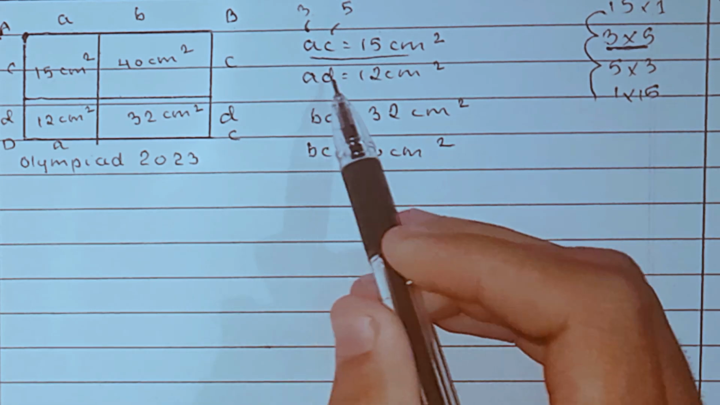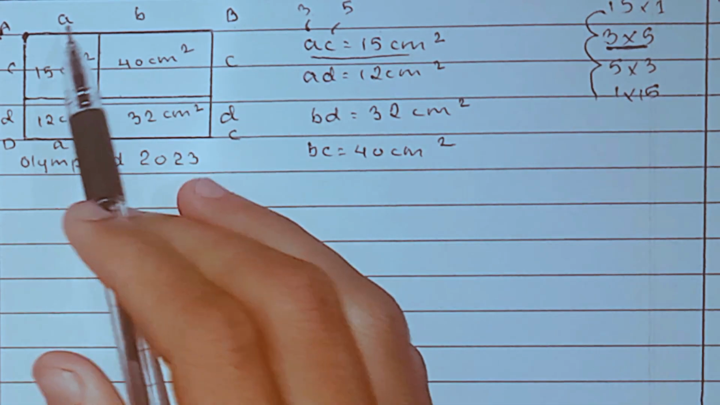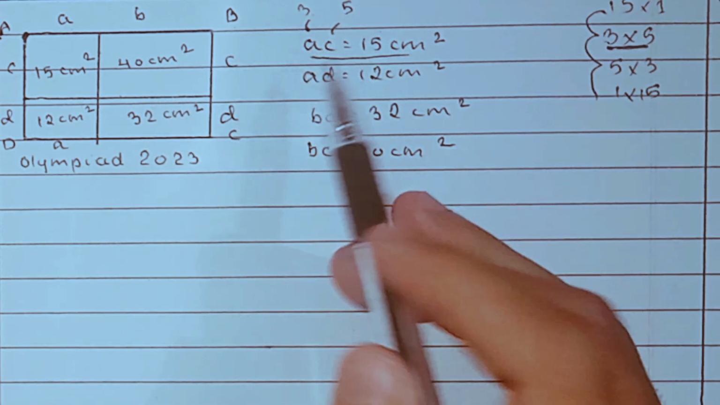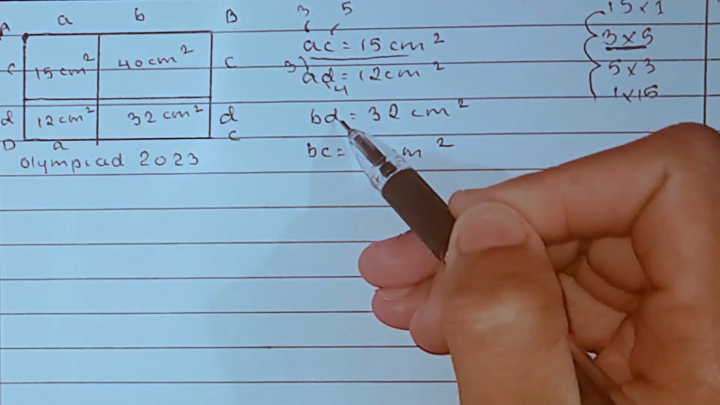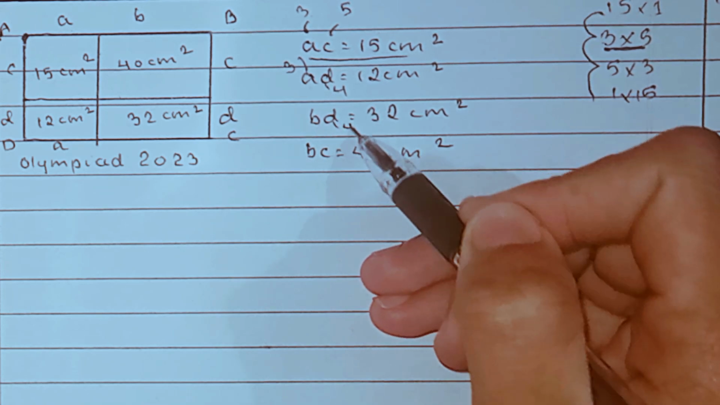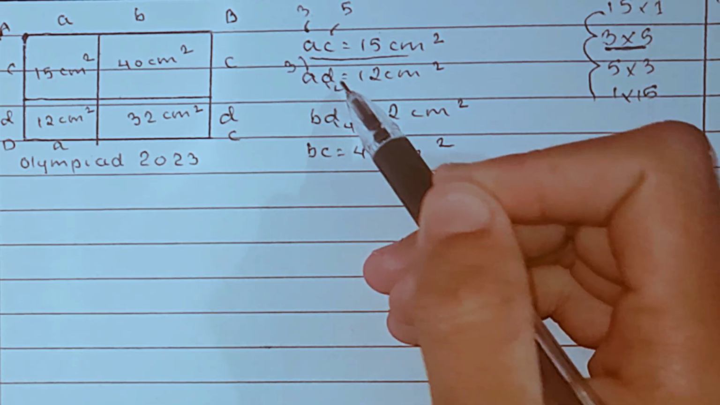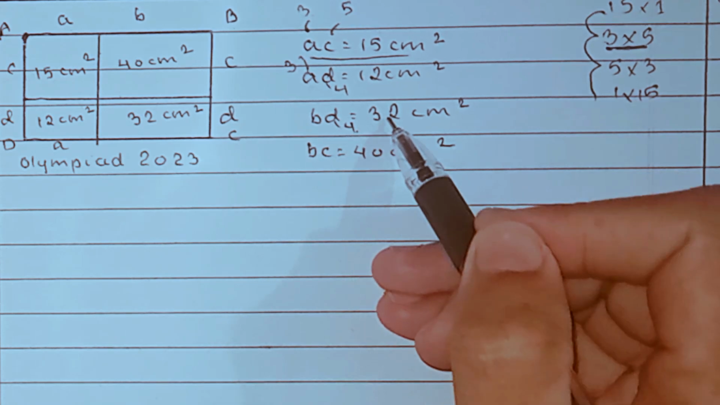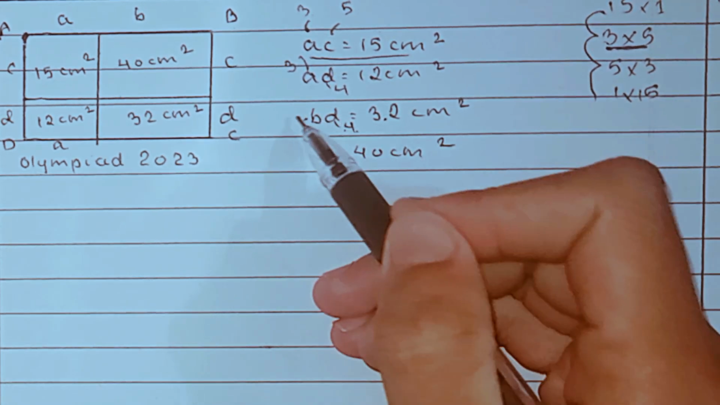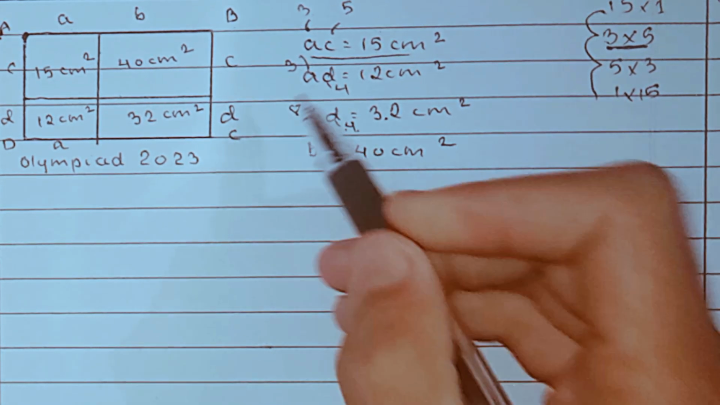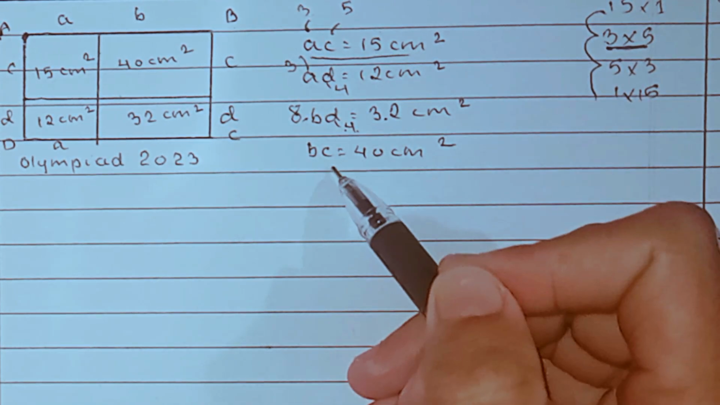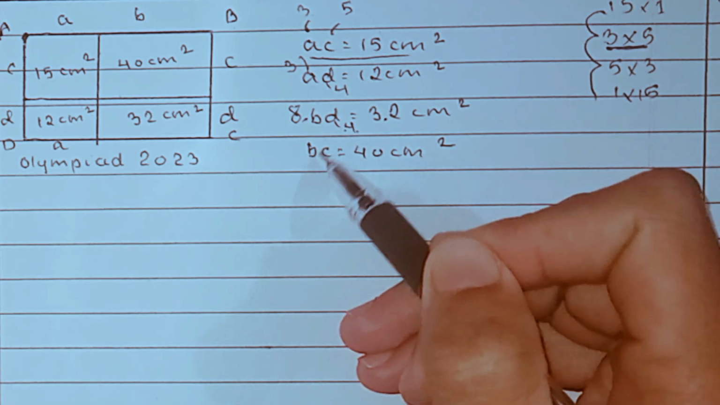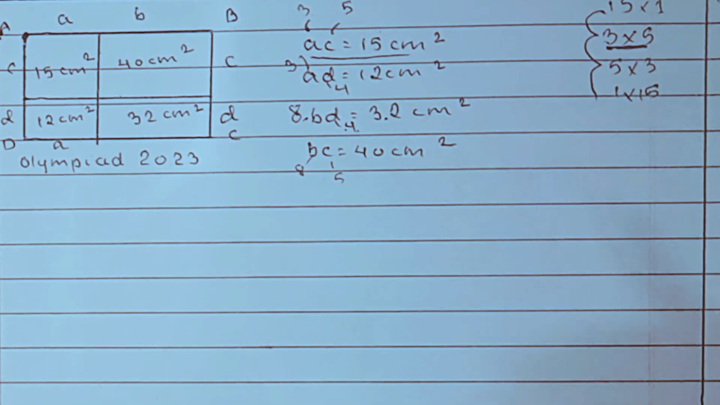Now AD is equal to 12 cm square. The value of A is 3, so the value of D will be 4. Now the value of D is 4, and we have BD equals 32, so 4 into 8 is 32, so the value of B will be 8. Now the value of C is 5 and B is 8, which gives 40. So in the first assumption we have got the correct answer.